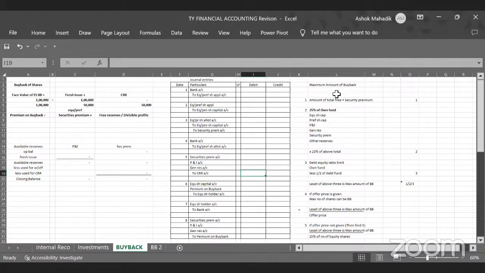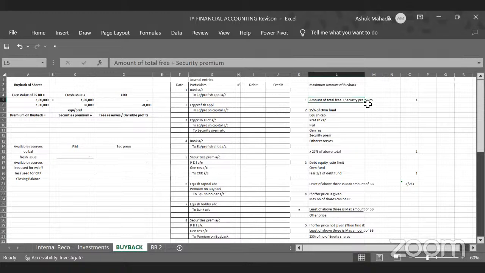So the first condition is that the source of buyback is 100% of free reserves plus security premium. So you can add all the reserves into the security premium, but don't take CRR already created. You have to leave that alone because it was raised last time before the current buyback. So don't use that CRR. We can use the rest of the reserves, including security premium. So that would be one figure, 100% of reserves. That would be the first figure.